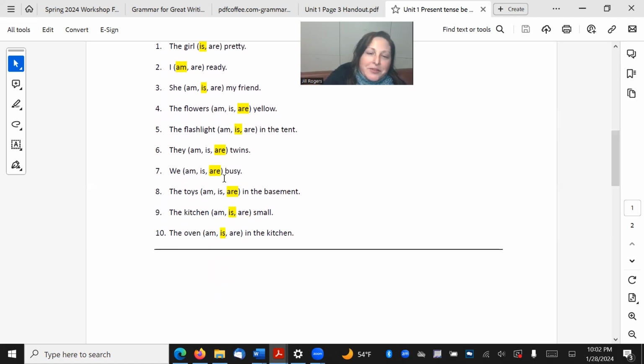The toys, I gave this one to you, are in the basement. Now, toys are a plural noun, and they could be replaced with they are in the basement, okay? Because there's more than one. If you did it singular, the toy, it would be the toy is in the basement because there's only one. But in this case, there's 2 or more.